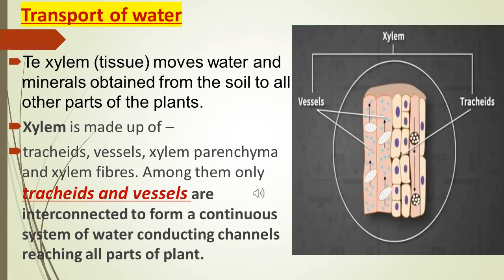Let's see transport of water in plants. As we know, xylem is responsible for transportation of water and minerals from soil to all parts of the plant. Basically, xylem is made up of four kinds of cells: the tracheids, the vessels, xylem parenchyma and xylem fiber. For conduction of water, tracheids and vessels are interconnected and form a continuous system of water conducting channels reaching all parts of the plant.